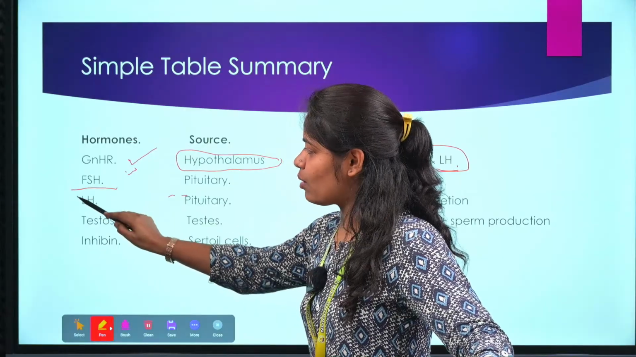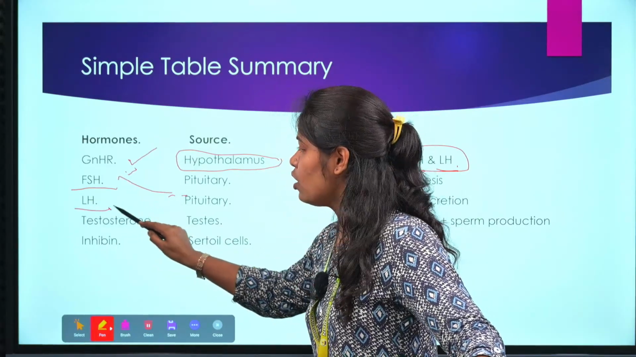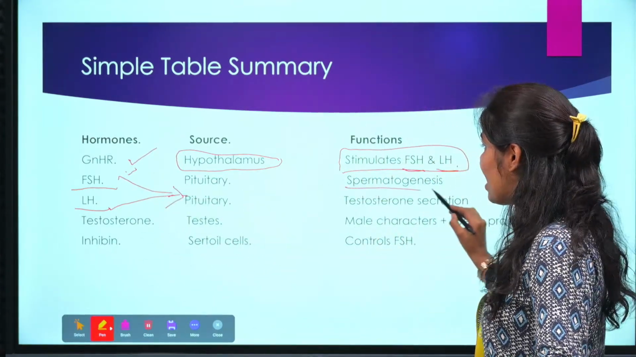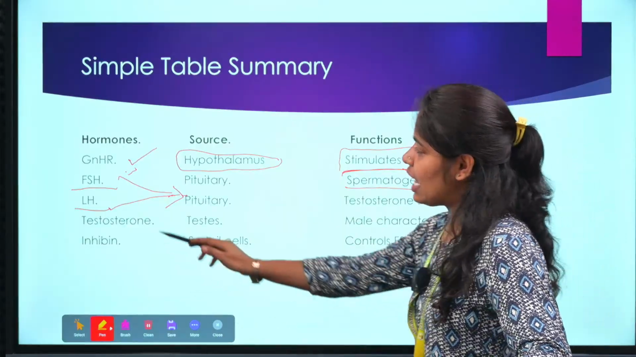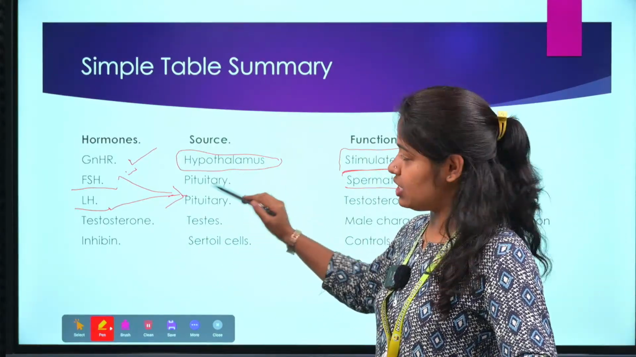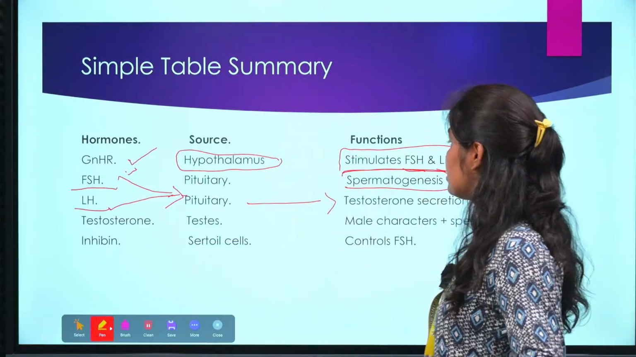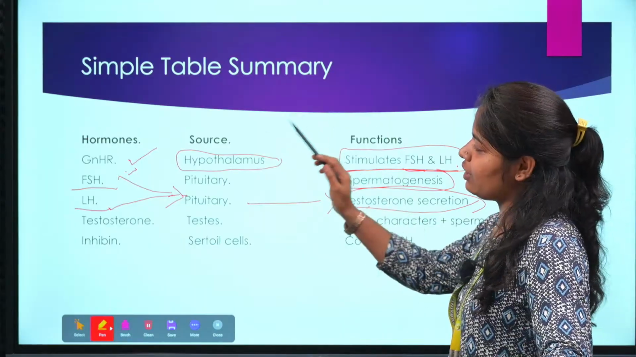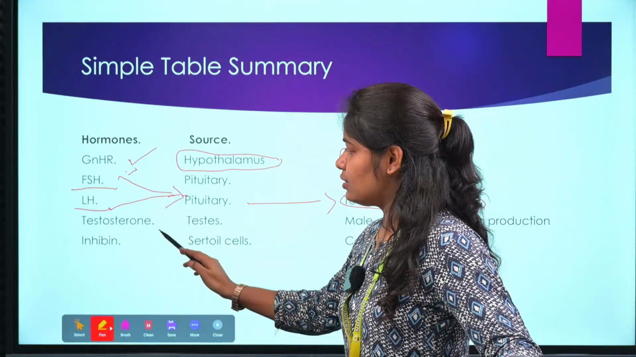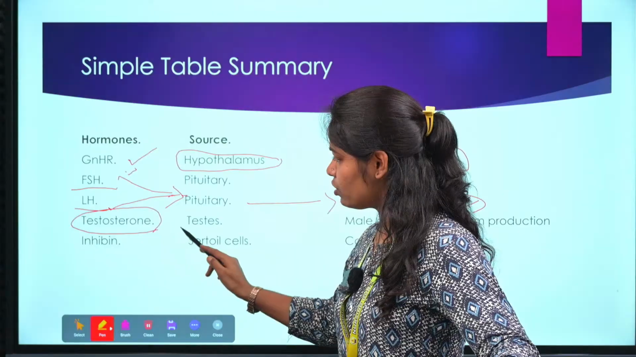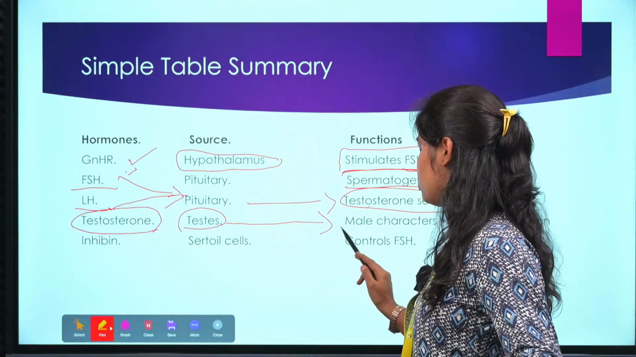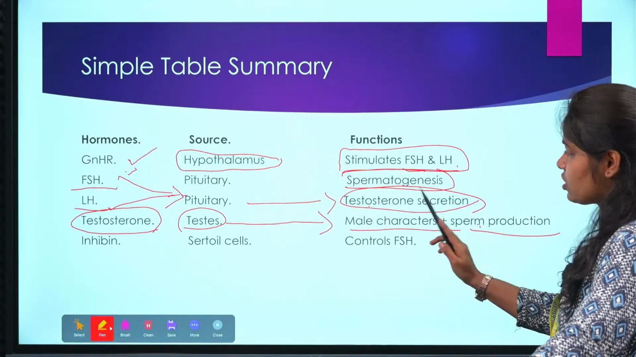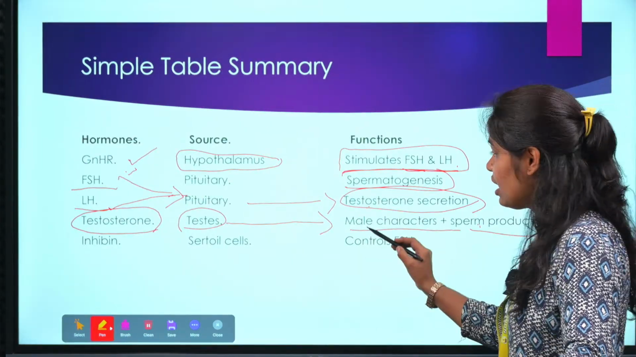follicle stimulating hormone, and the luteinizing hormone are produced by the anterior pituitary gland. FSH function is spermatogenesis, production of the sperm. LH is also produced by the anterior pituitary gland. Its function is testosterone secretion. Testosterone is secreted under the action of the LH hormone. This testosterone is produced from the testis, and the function of testosterone is male characteristics plus sperm production. Both sperm production and also maintaining the characteristics of the male.